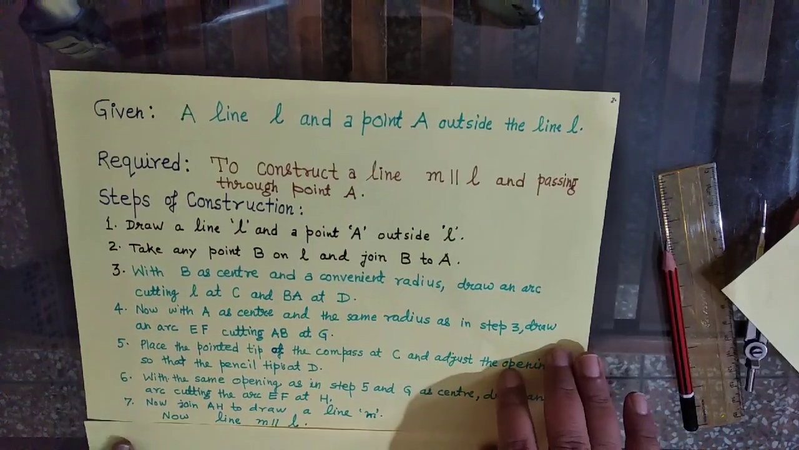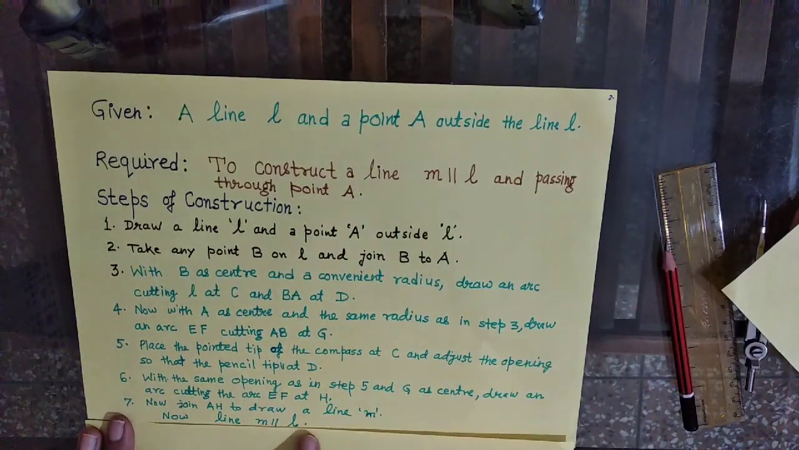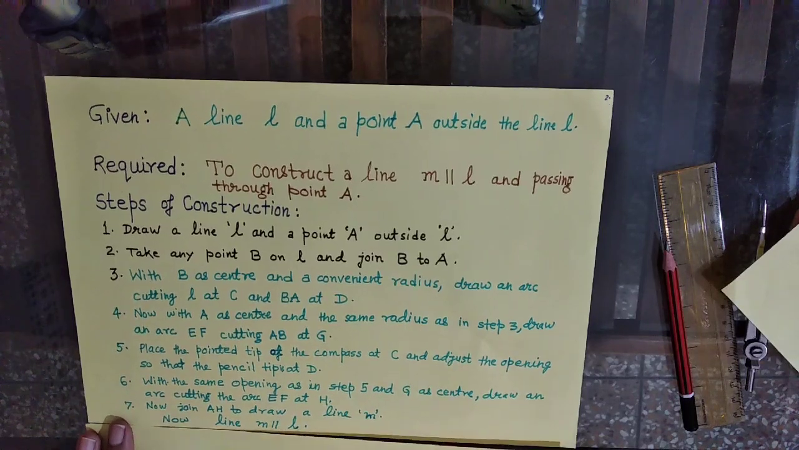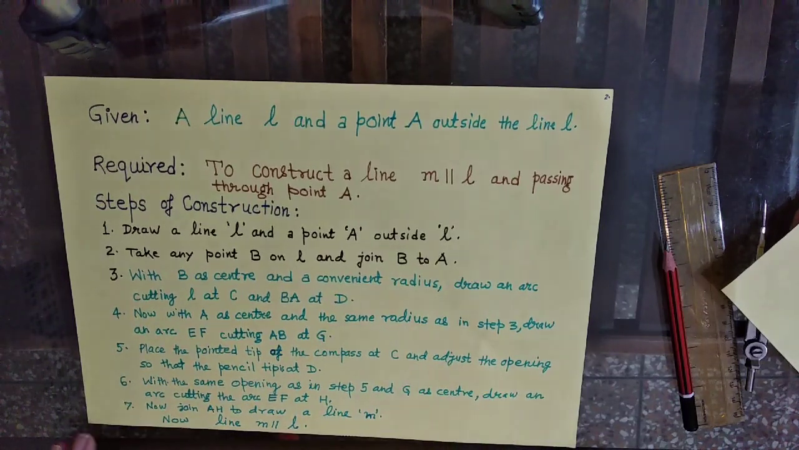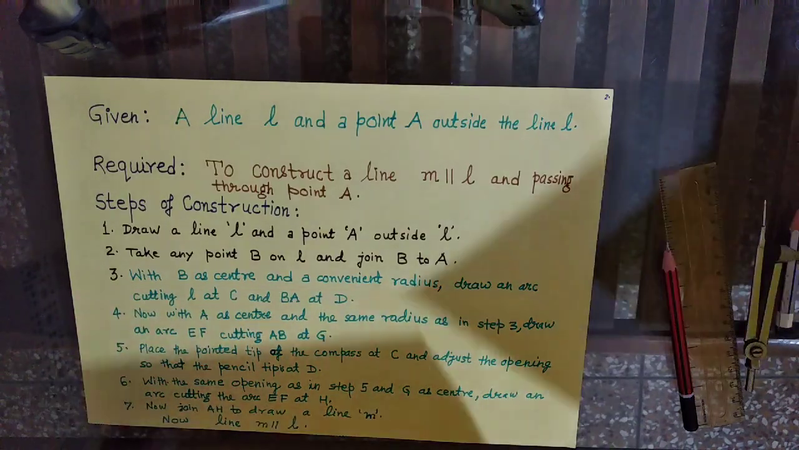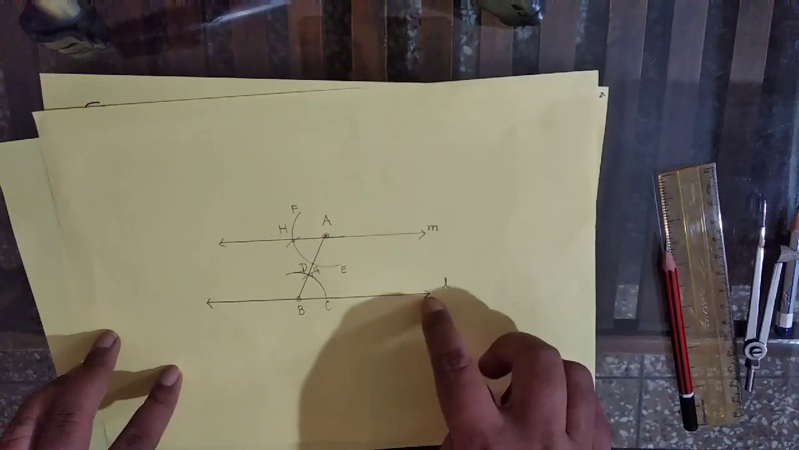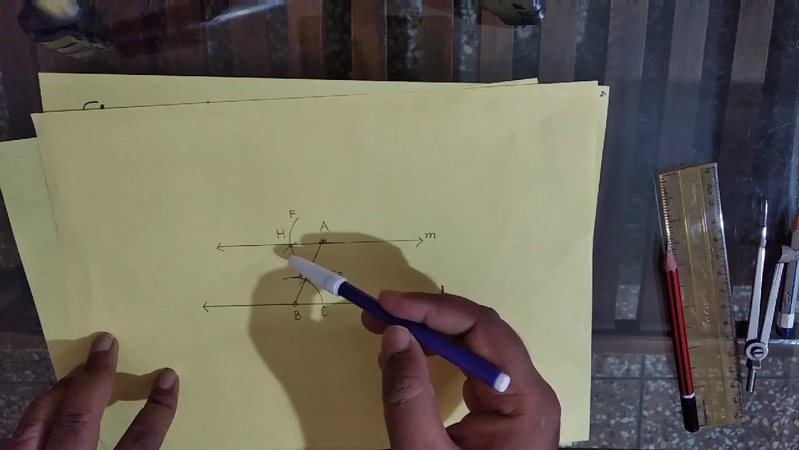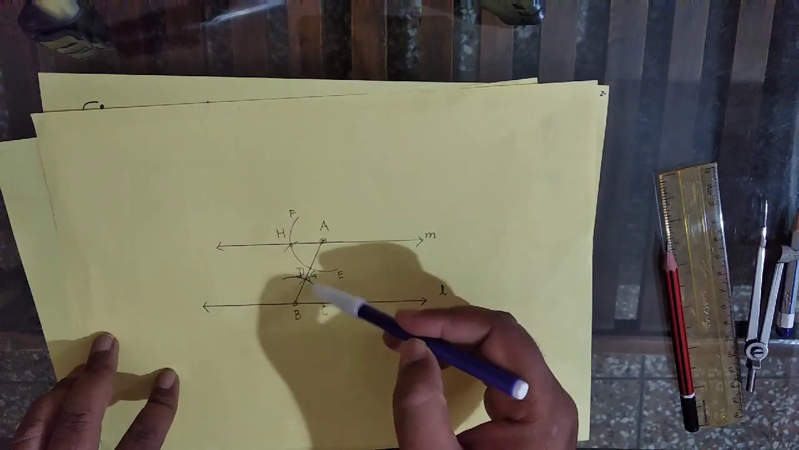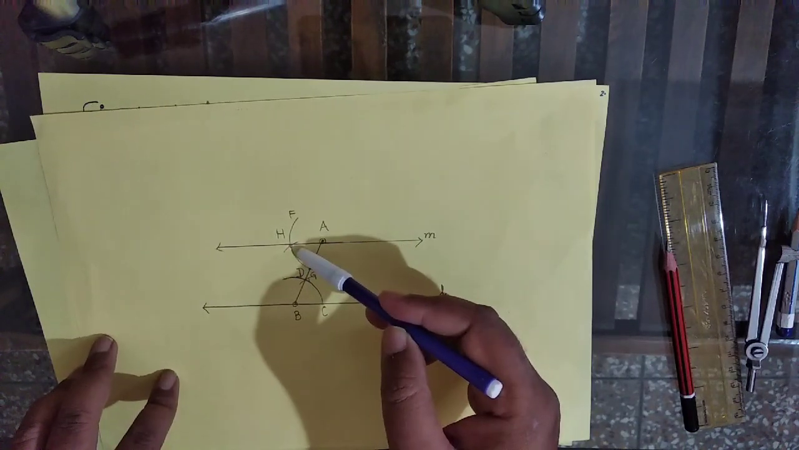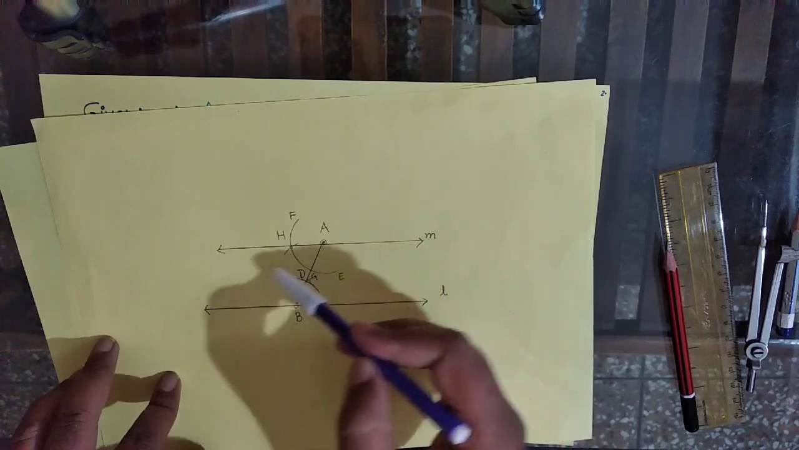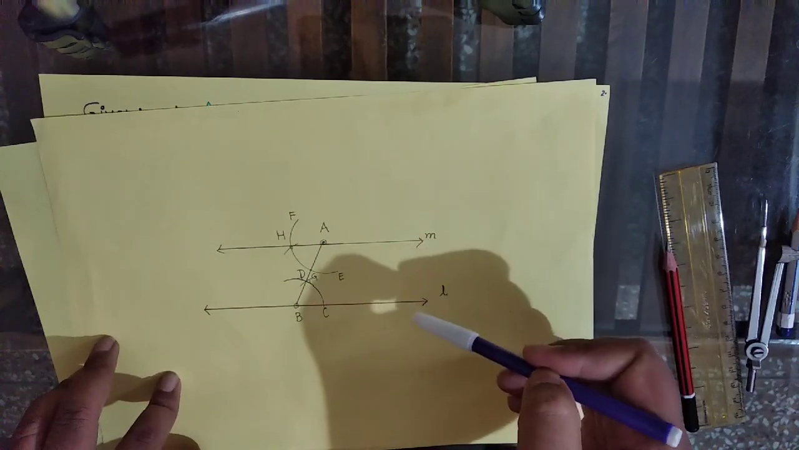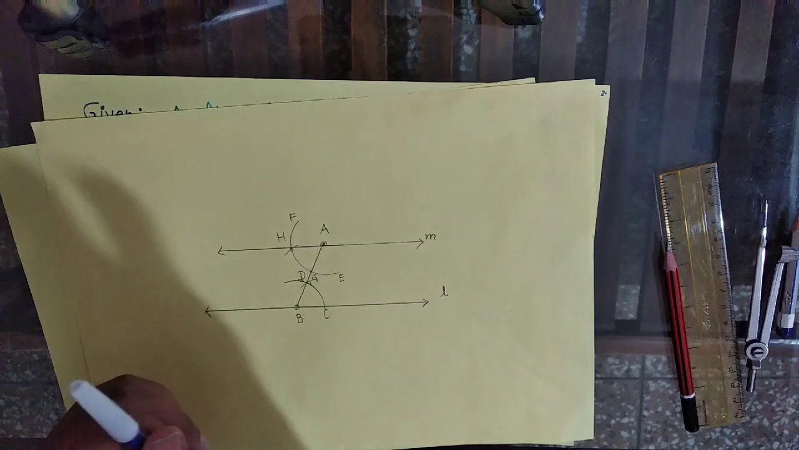Now the next step is join AH to draw a line M. In this way, we can draw line M parallel to L. These two lines M and L are parallel to each other because alternate interior angles are equal. So we can say that this line M is parallel to line L.